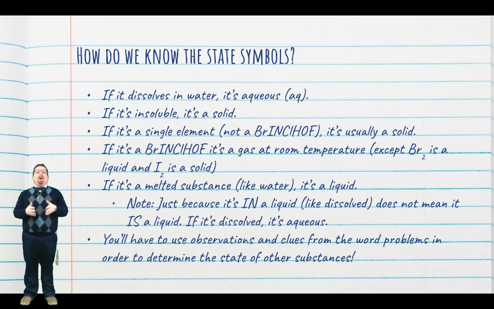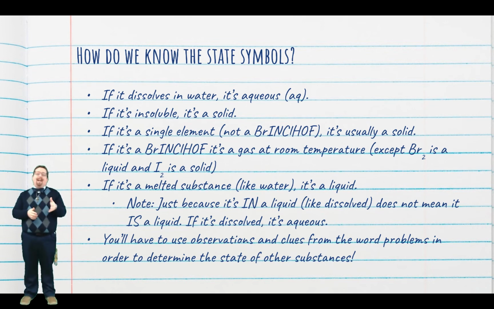So now that we know whether something is soluble or not, we can assign state symbols. You got to check your solubility rules that we just talked about, and if the substance is soluble, we call it aqueous with the state symbol AQ next to it. If it's insoluble, it's a solid. If it's a single element that isn't a Brinkelhoff element, it's usually a solid. If it is a Brinkelhoff element, it's usually a gas.